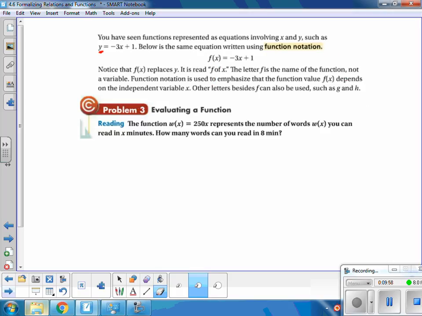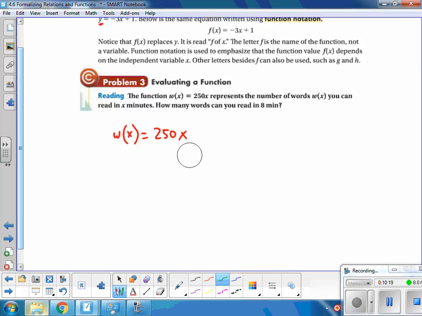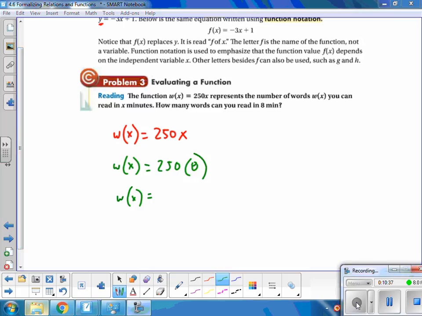So we're going to try that on this example right here. The function W of x represents the number of words, W, that you can read in x minutes. So the number of words that I can read is really dependent on how many minutes we're talking about here. So my function, W of x, is dependent on this. So I can solve that out. 250 times 8 minutes. And so the words I can read, 250... that's so funny, that's 2,000.